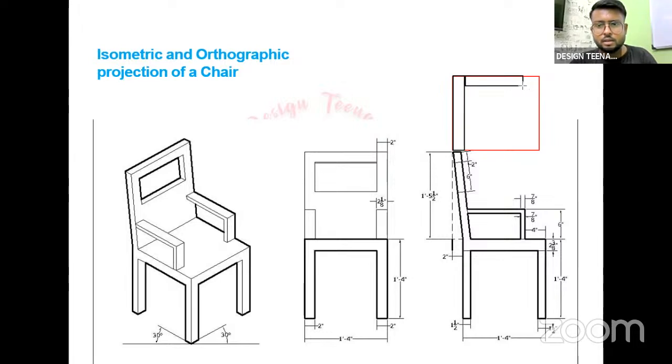So over here, this is how it will be. This is one side of the handle, and this is another side. Okay, this is how it's going to look. The top view is going to look like this in the orthographic projection of this particular chair. So make sure you have a clear concept and idea about all these things.